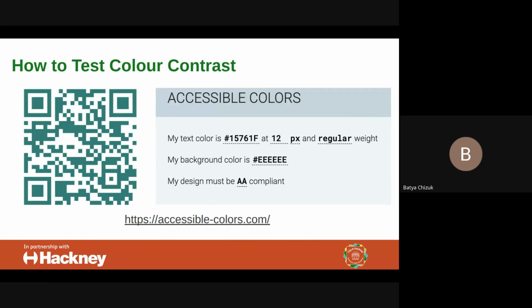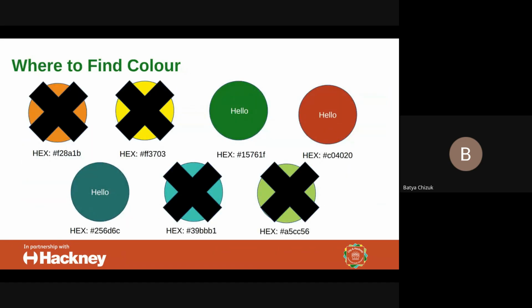Next. There should be one with them crossed out somewhere. There we go. So you can see the more pastel ones are crossed out because you get better contrast from the bolder colors. Next.